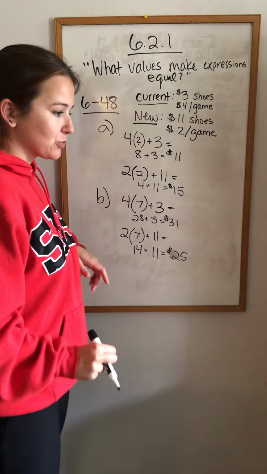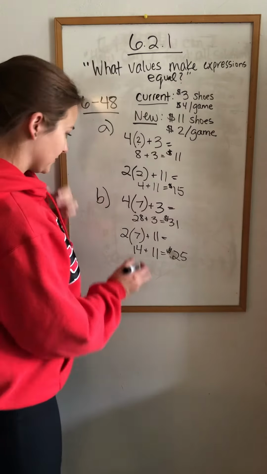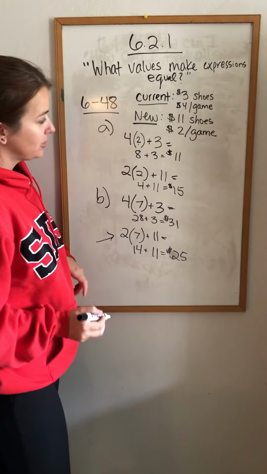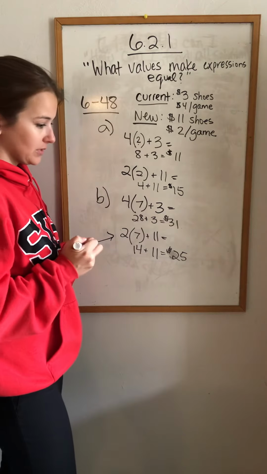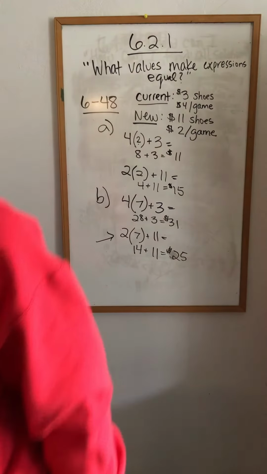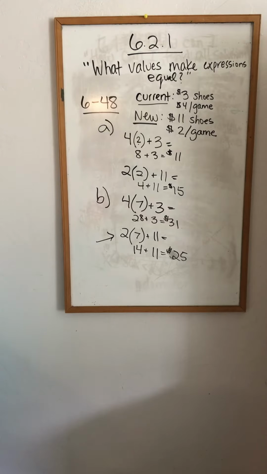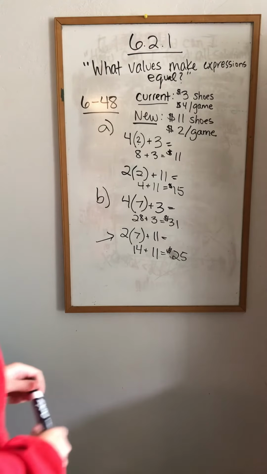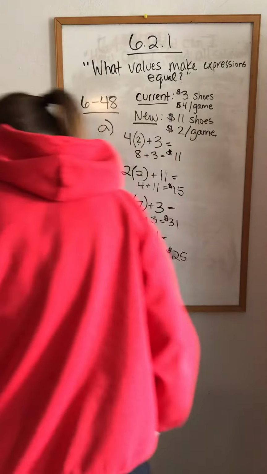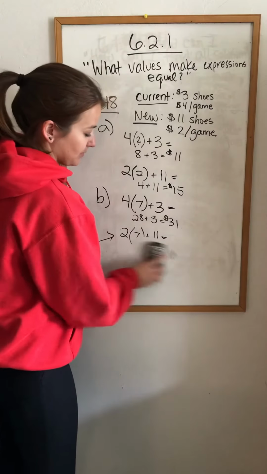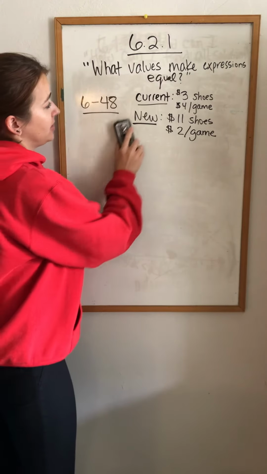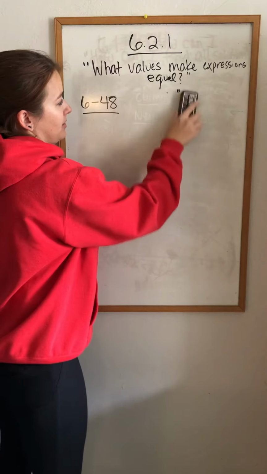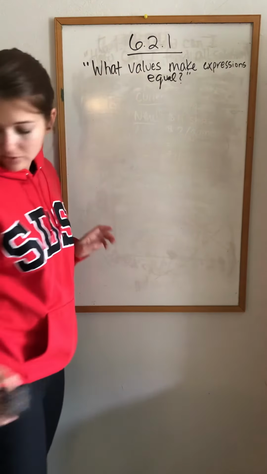So for part B, which price plan is cheaper? Looks like the new price plan is cheaper than the current one. Okay, so that's your answers for part A and B of 6-48. Make sure you're trying these first and then watching the video, because we want to try them out first and try to solve them ourselves before watching me do them.